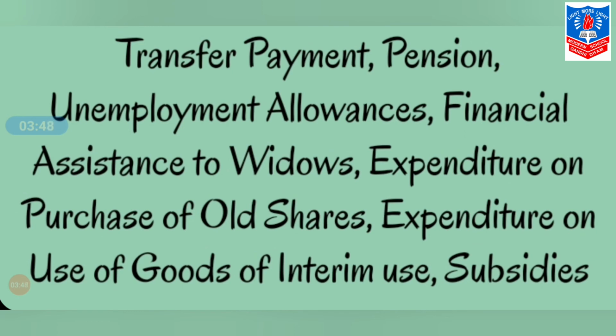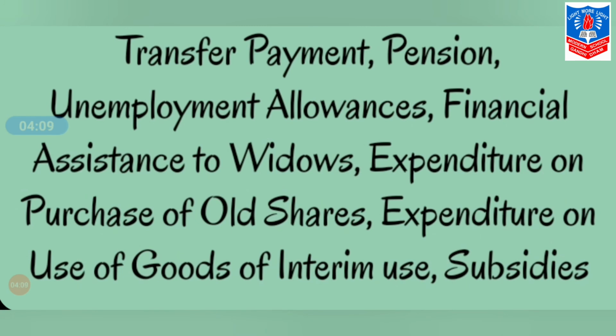Some expenditure is incurred even when the production of goods and services is not done. This expenditure involves only transfer of monetary expenditure, so it is not considered. For example, subsidies. So in this way, a few expenditures are considered and a few are not considered while calculating national income through the expenditure method.